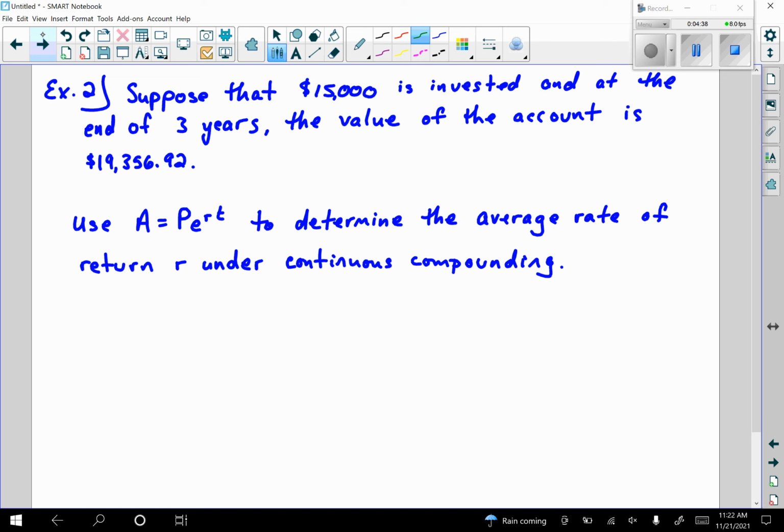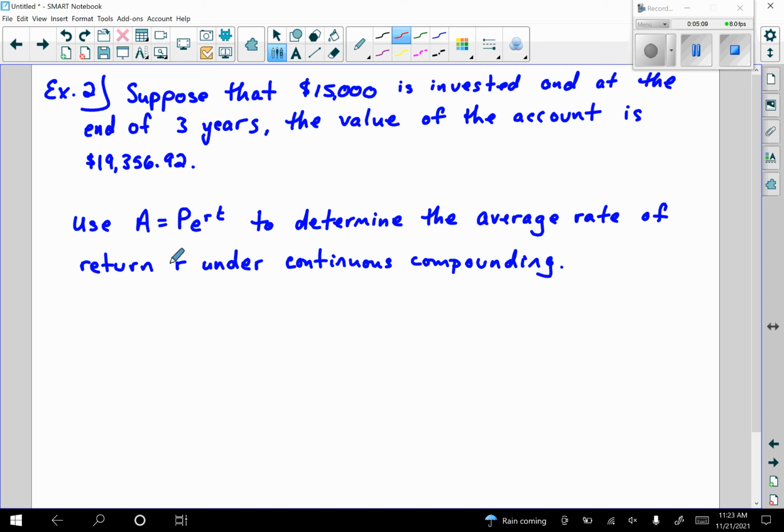So here we're looking at something that should look very familiar, an investment problem, but what we're going to be asked to find is a little different than what we were asked in previous sections. So here we're going to suppose that $15,000 is invested, and at the end of 3 years, the value of the account is $19,356.92. We're going to use this formula, A equals P times e to the RT, to determine the average rate of return, R, so we need to solve this for R, under continuous compounding.